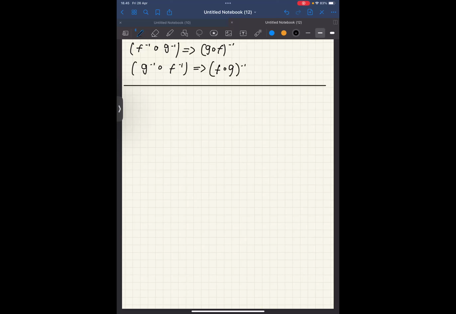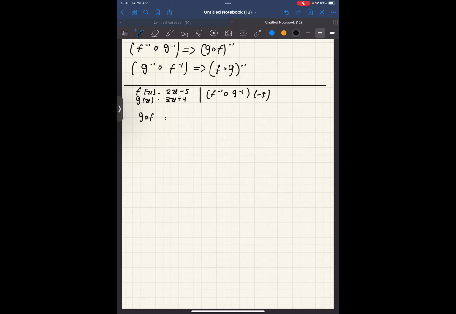Now to the questions. So if we have f(x) = 2x minus 5 and g(x) = 3x plus 4, we are finding f inverse of g inverse of minus 5. For this one, we are first going to find the g of f. After that, we're going to inverse the g of f, and we are inserting the minus 5.